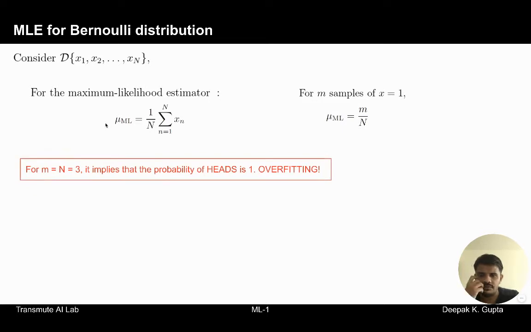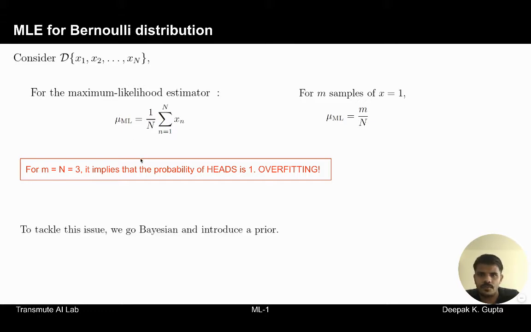What this also means is, for example, consider the case where m is equal to n is equal to 3. So we have three samples, and for all the three samples, we obtain x equal to 1. Based on this, the maximum likelihood solution says that if x equal to 1 is heads, then the probability of heads is 1. Is that true? No, because we know that it's not true. It's just that because our observations were only 3, n equal to 3, and we just found heads for all the cases. Clearly, this is an example of overfitting.